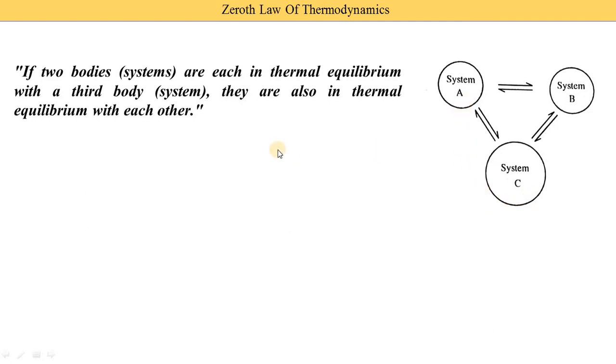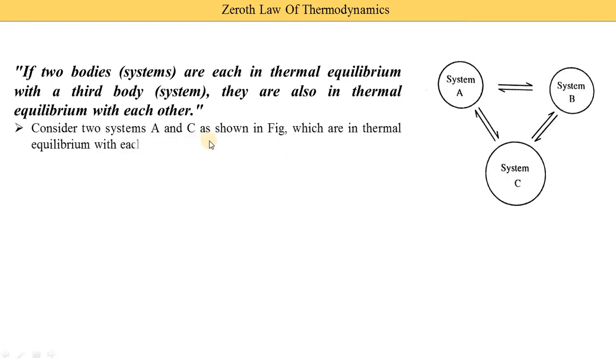Now let's understand it in detail. After that, we move towards one practical application of the zeroth law of thermodynamics. Now consider the two systems A and C as shown in the figure. Here you see this is system A, this is system C, which are in thermal equilibrium with each other, meaning A and C have the same temperature.